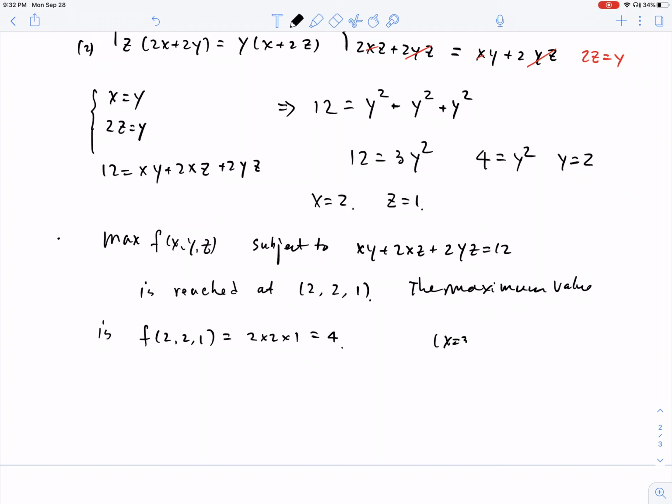Look at this one over here. Let x to be 3 and y is equal to 4 and z to be 0. This one will satisfy this condition. 3 times 4 is equal to 12. But now look at your value. xyz is going to be equal to 0. So 4 cannot be a minimum value, so it can only be a maximum value. All right, that's the end of this example of the Lagrange multiplier method.